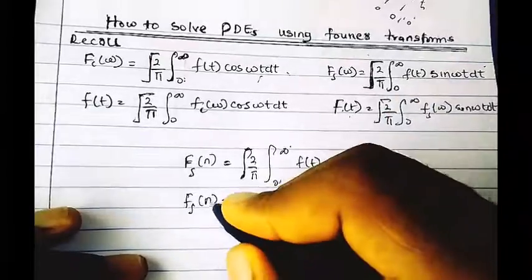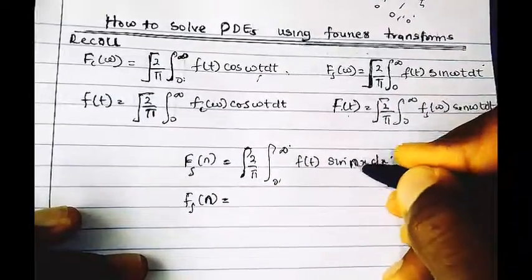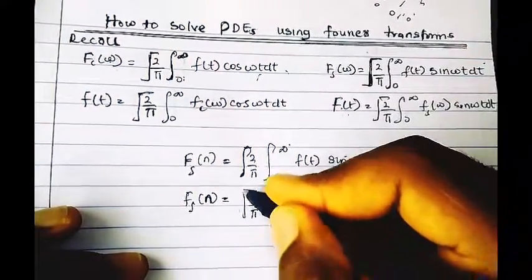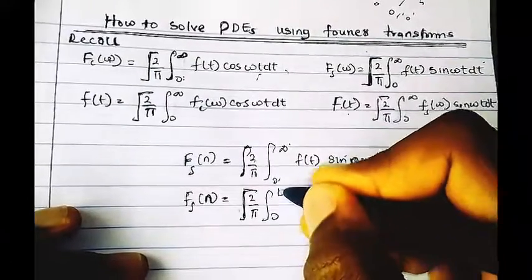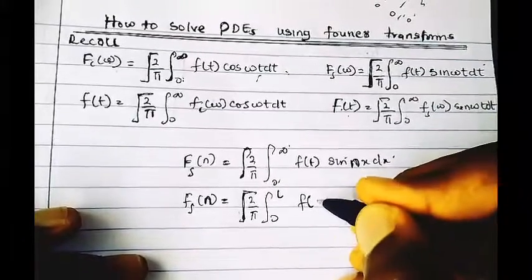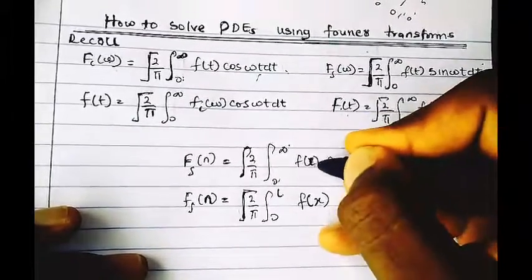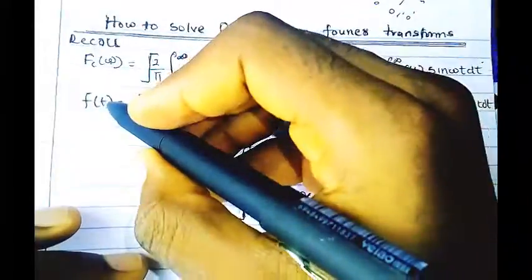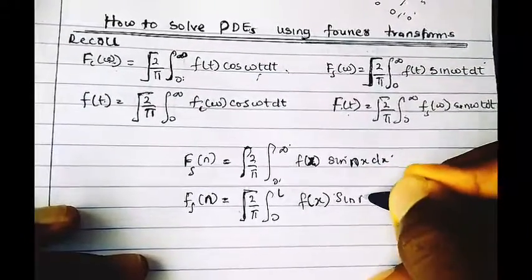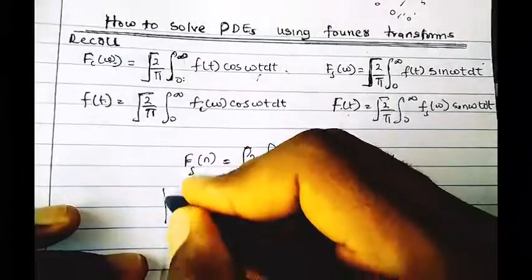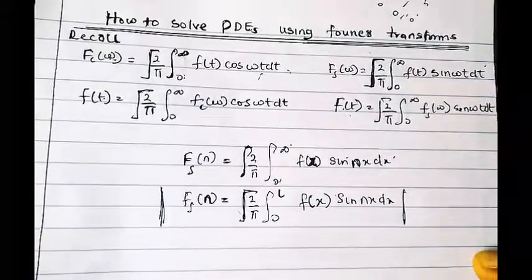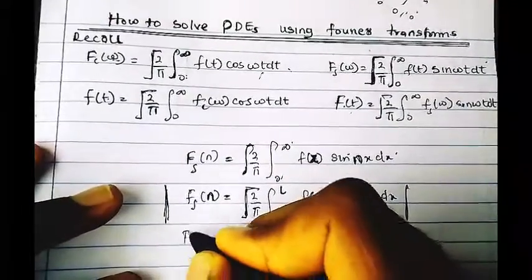Since we're using n, let's use n in place of omega, and let's use x in place of t. So this is square root of 2 over pi, calculated from 0 to L. This is a finite sine Fourier transform of the function of x, sine nx dx. We are going to be making use of this finite Fourier sine transform to solve PDEs, and this also applies for your cosine transform.